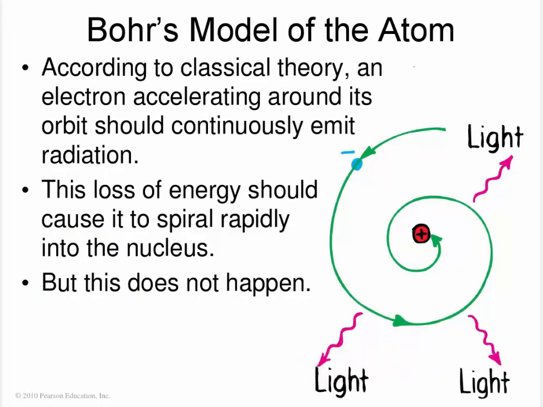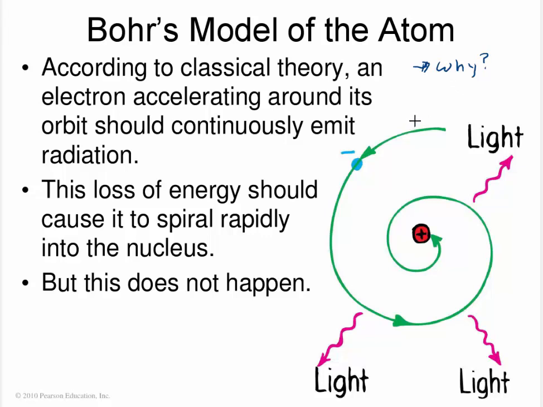Now, there are two teeny tiny problems with Bohr's model of the atom. The first question is the age-old question, why? Why do electrons have to live in these discrete orbits? And the Bohr model has no explanation whatsoever for that.